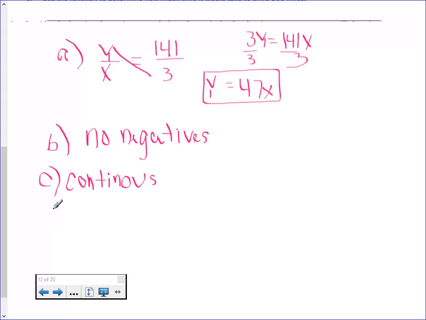Last two questions. What number does it assign to 8? So you take y equals 47 times 8. That just means in 8 hours, how far have you driven? Yeah, so 376 miles in 8 hours.